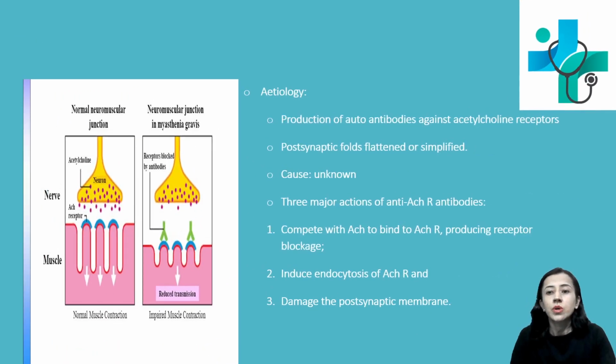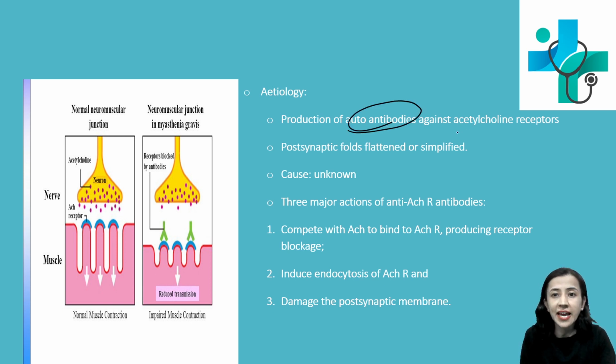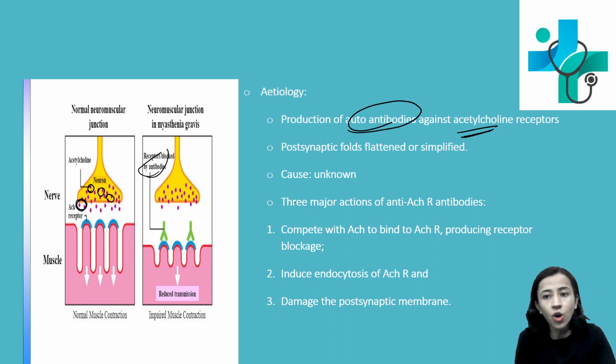Now, what is the etiology of myasthenia gravis? Here you can see it is an autoimmune disease, so autoantibodies are produced against the acetylcholine receptor. You can see the acetylcholine released from the presynaptic neuron, which has vesicles. They secrete acetylcholine, which binds with the receptor present on the postsynaptic membrane. Antibodies are produced against these postsynaptic membrane receptors. The cause is unknown.